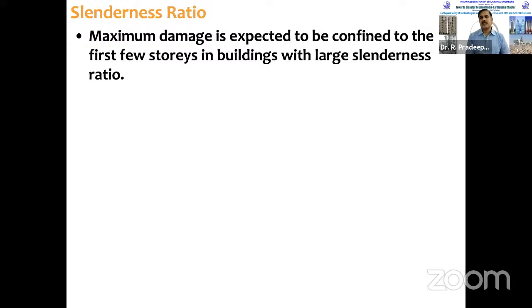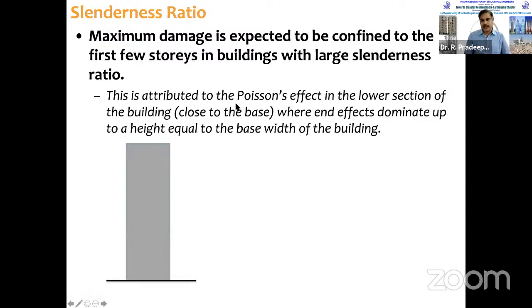If we look at basic mechanics also, a tall building is a cantilevered structure with a fixed support at the base. So the base will have a Poisson's effect kind of thing, up to a height equal to the width of the structure. The damage will be concentrated there. You can see that. Damage is attributed to Poisson's effect in the lower section, where end effects dominate, at the lower portions of the tower. That is the reason why slenderness ratio is limited.